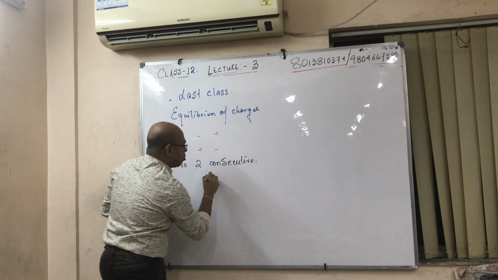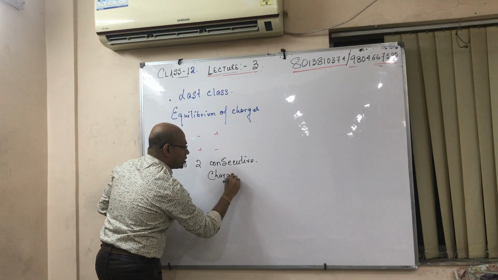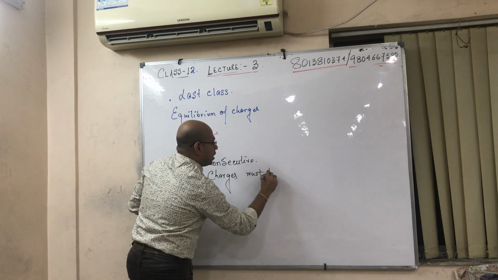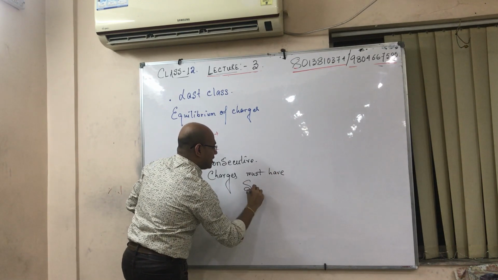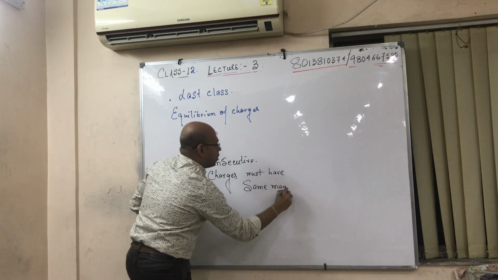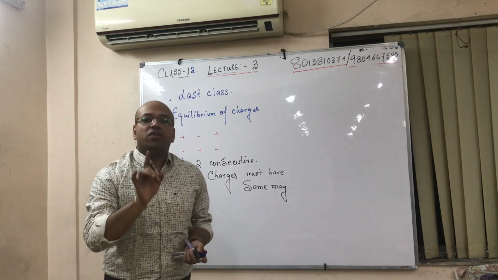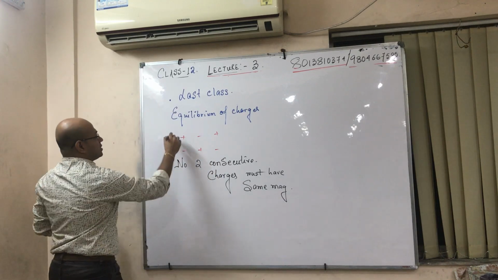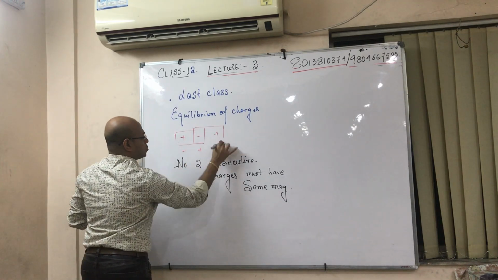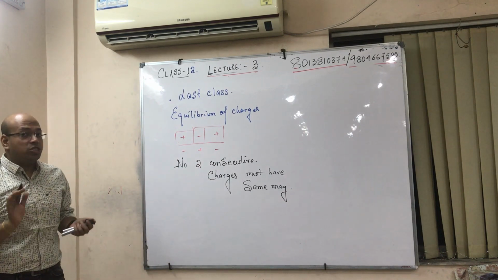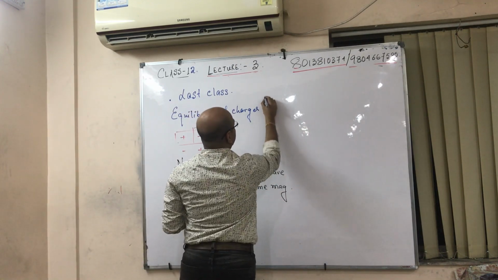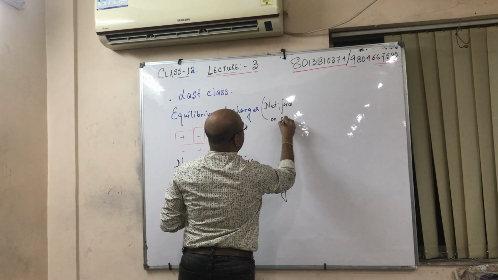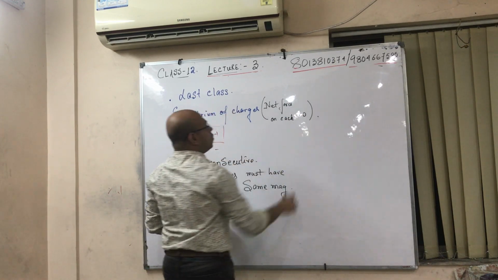No two consecutive charges must have the same magnitude. Means two consecutive charges will not have the same magnitude. Either these two or these two, they won't have the same magnitude. And when I am saying equilibrium, that means net force on each has to be equal to 0.